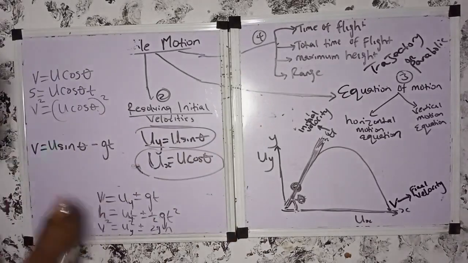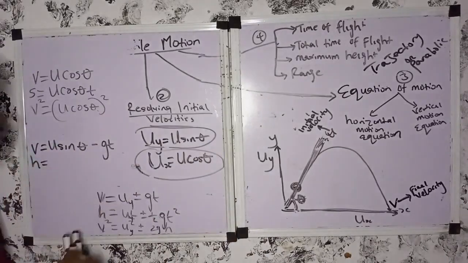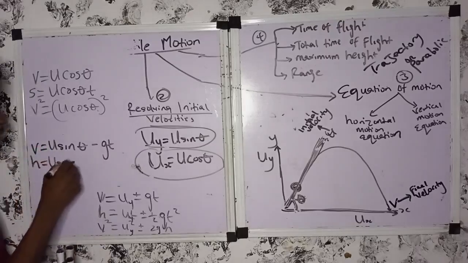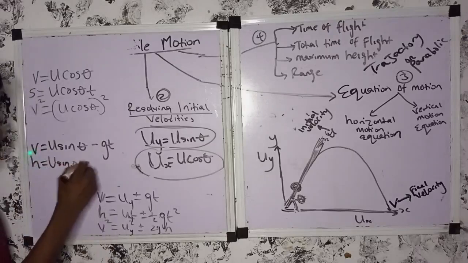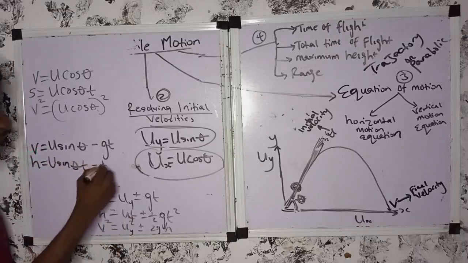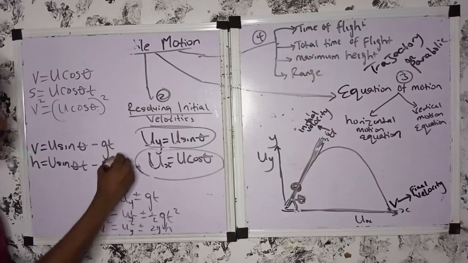Okay, now let's continue. So h equals to what? Whenever we see uy, we put u sin theta. So that is u sin theta times t, then we put minus half gt squared.